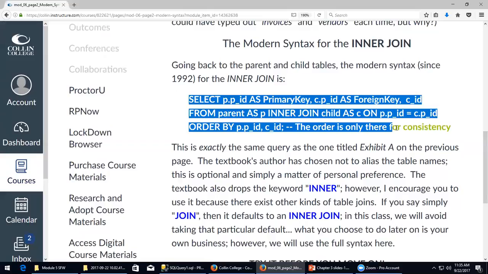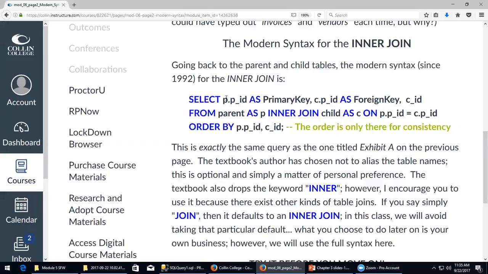Okay, working right here. This is the new syntax. Select p.pid from the parent table. How do I know it's the parent table? Because the parent table is aliased on the from line. I have to use the alias. I cannot say parent.pid if I have aliased the parent table.